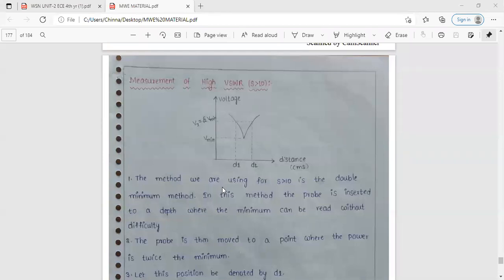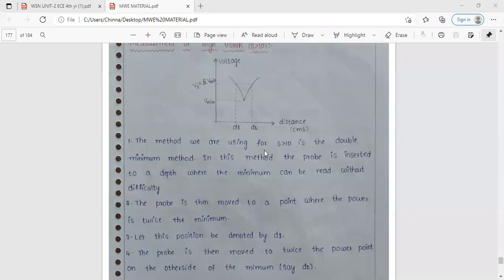Some standing wave ratio will be taken here. D1, D2 is the distance of that particular maximum position of that representation. So here the method for S greater than 10 is the double minimum method. Wherever the voltage standing wave ratio will be more than 10, we want to measure those values, we will go for the double minimum method.